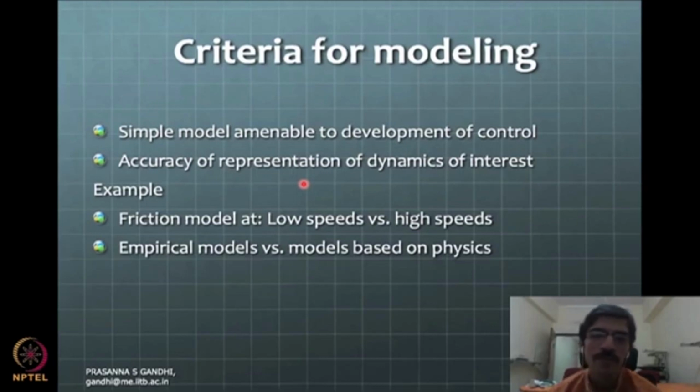For example, if there is a simple block resting on a surface, and it is applied by a force and moving under the action of that force, what kind of model will come to your mind? With reasonable accuracy, F is equal to ma is a simple model. But when you say F is equal to ma, we are neglecting some parts of the dynamics of interest. It is resting on the surface, so the surface would offer some friction as a resistance. That needs to get factored in, so for accuracy we will need that friction to be accounted for.